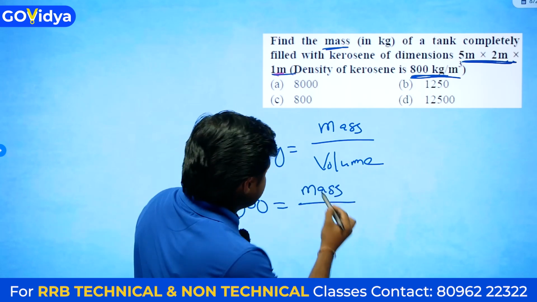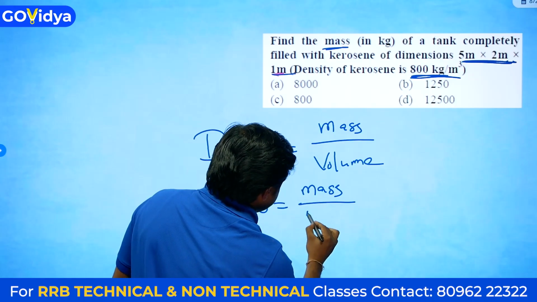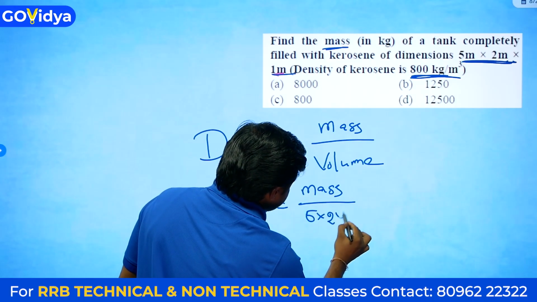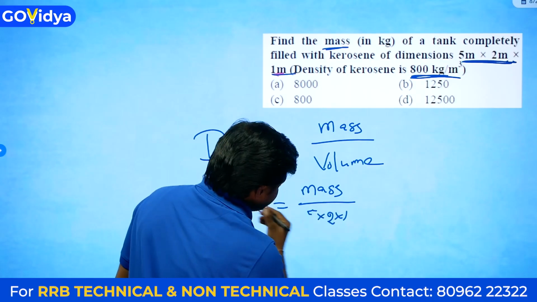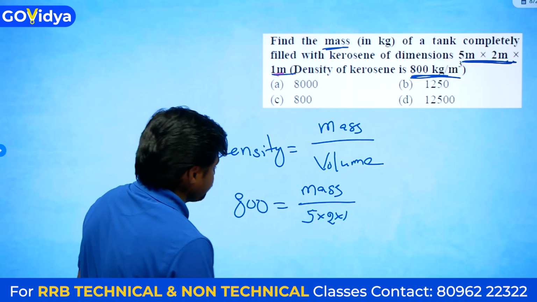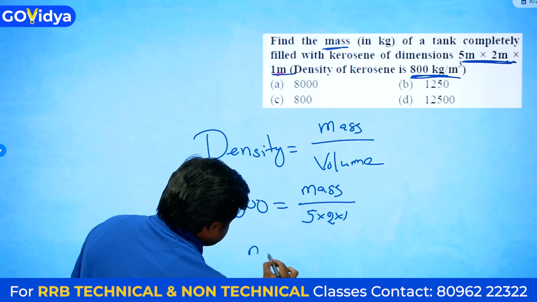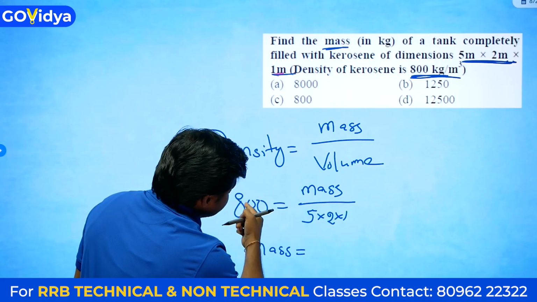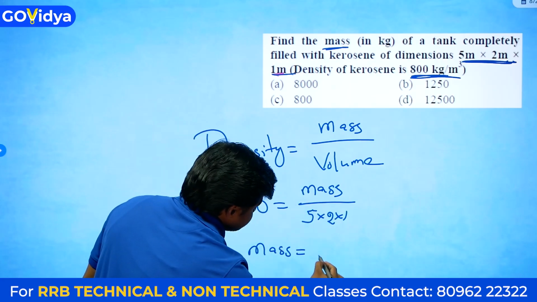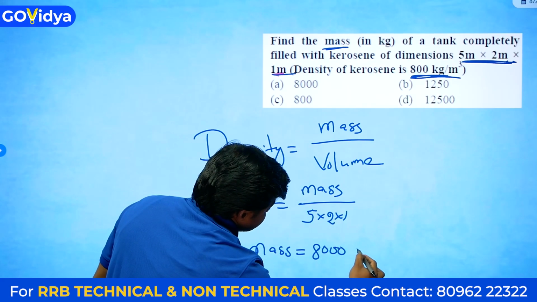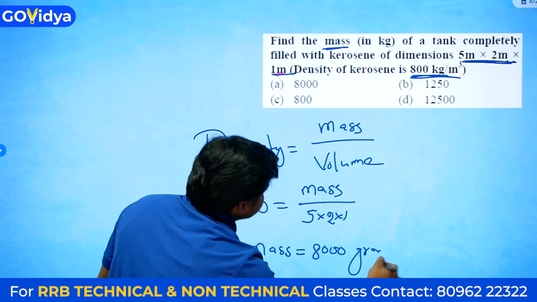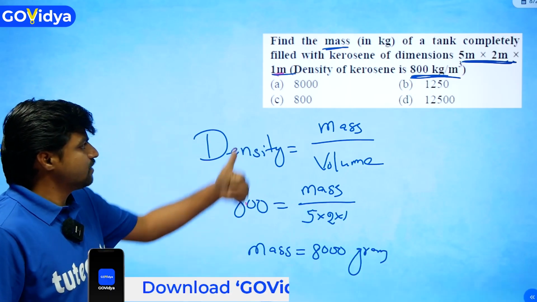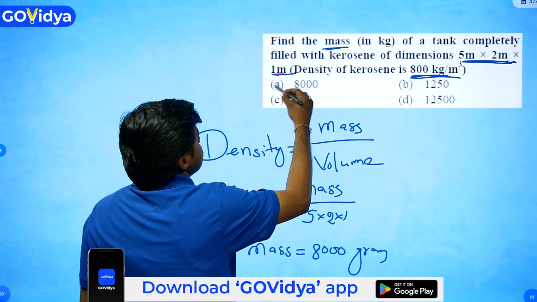Volume is 5 into 2 into 1. Mass is equal to 5 into 2, 10, 10 into 800, 8,000. 8,000 grams. Mass is 8,000. From the options, option A is the correct answer.